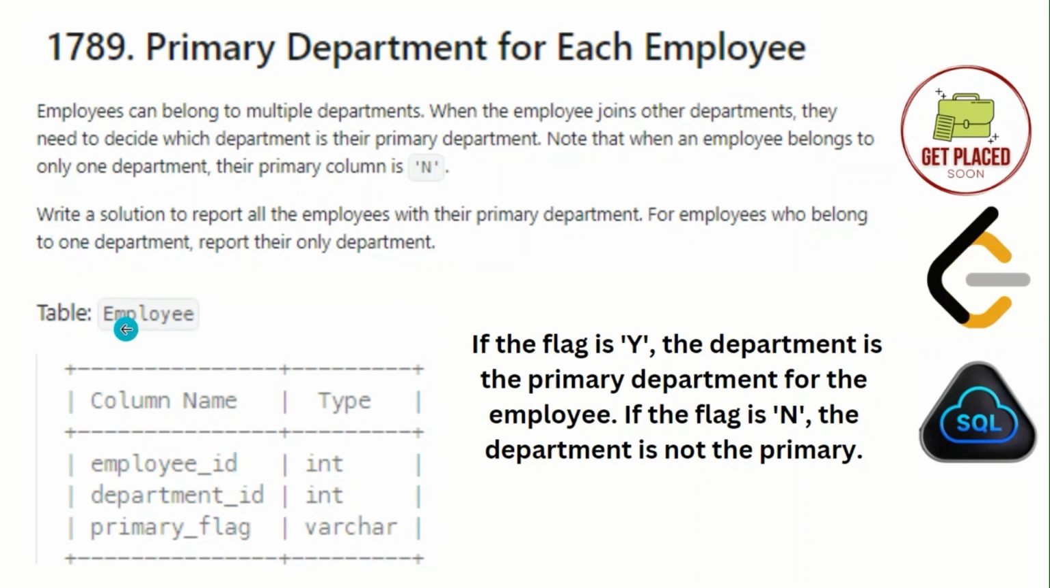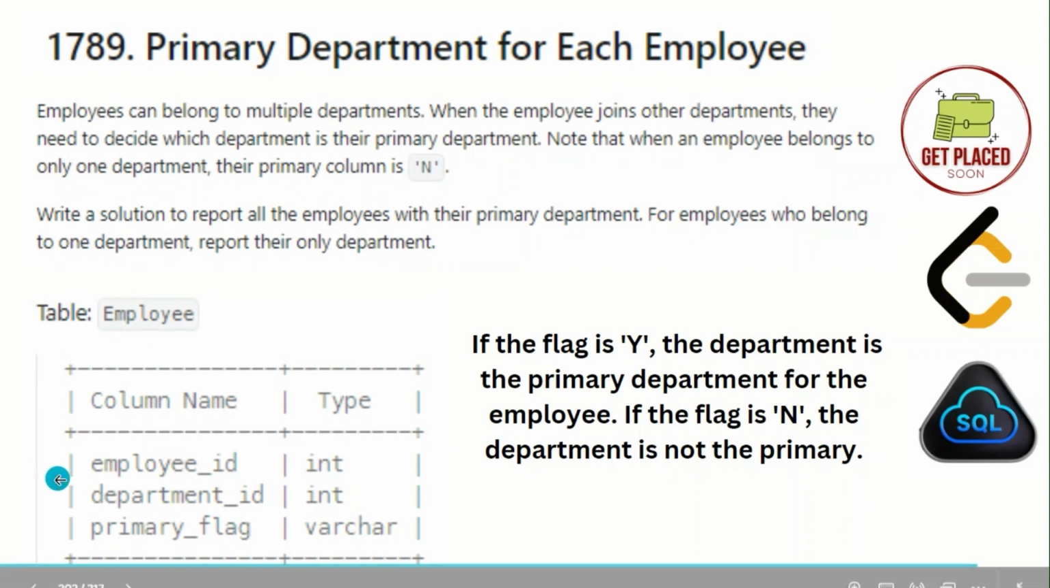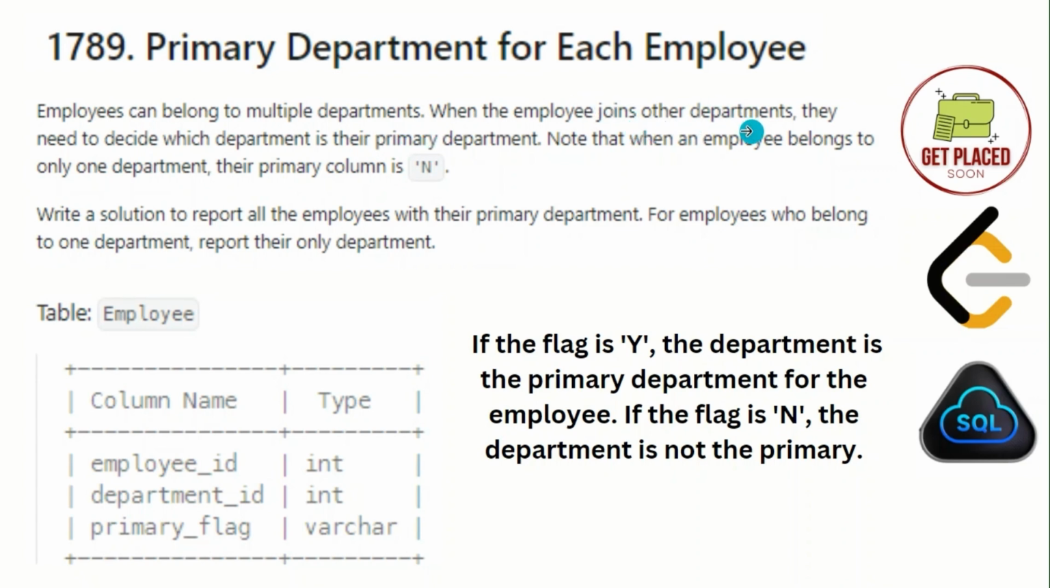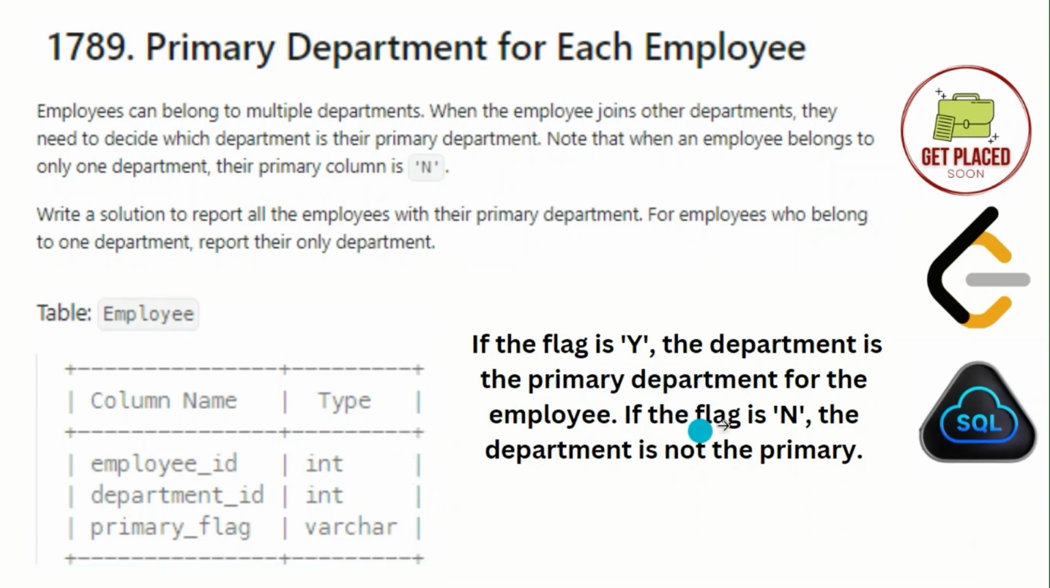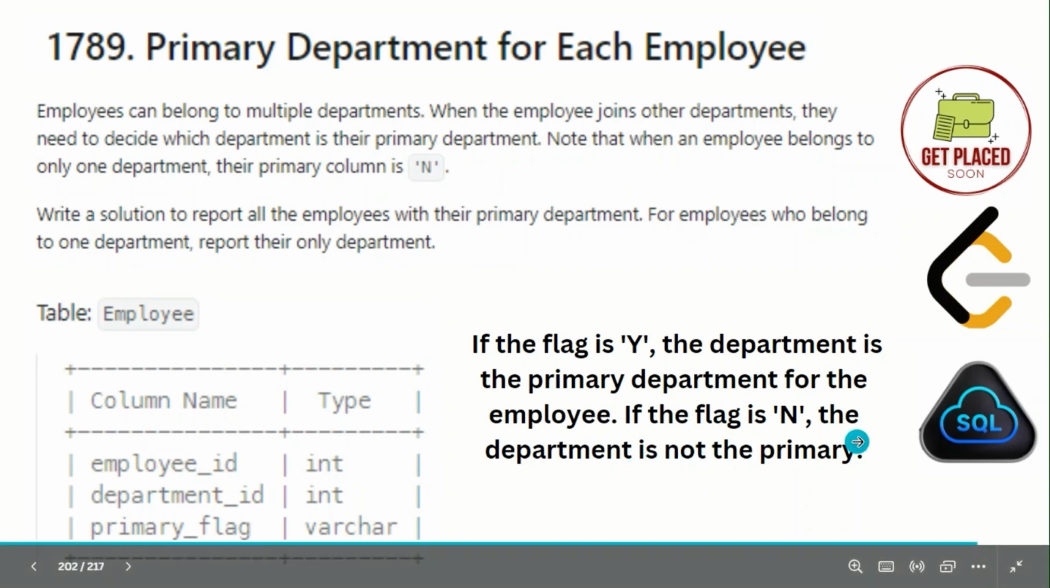So we have one table here, the employee table, with employee ID, department ID, and primary flag. Department ID tells which department the employee is working in. Generally, one employee might be working in multiple departments, but that employee will have a primary department that they are mostly working on. When an employee joins multiple departments, he can decide which department is primary. So in this last column, the primary_flag column, if the flag is Y, then the department is the primary department. If the flag is N, then the department is not the primary department.